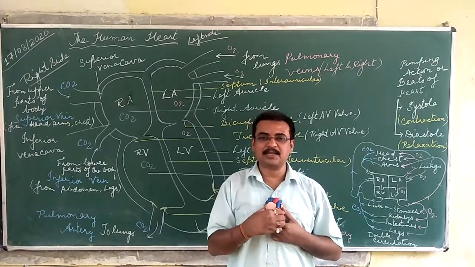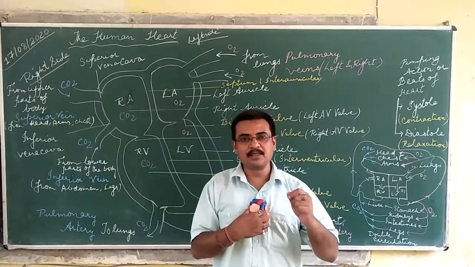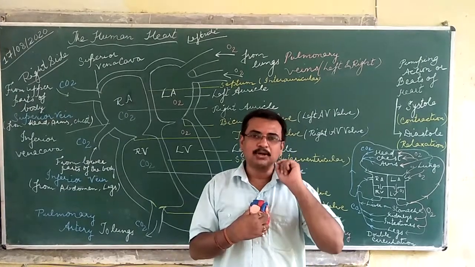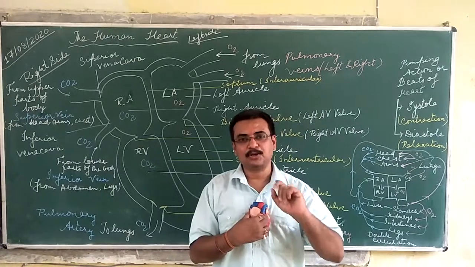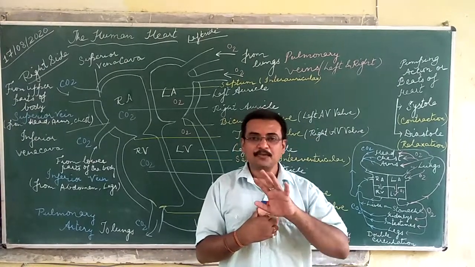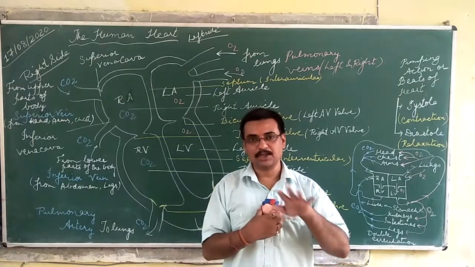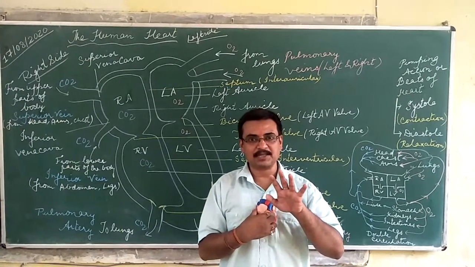Over the heart there is a membrane called the pericardium, which protects the heart from any kind of external shocks, mechanical shocks or injury.